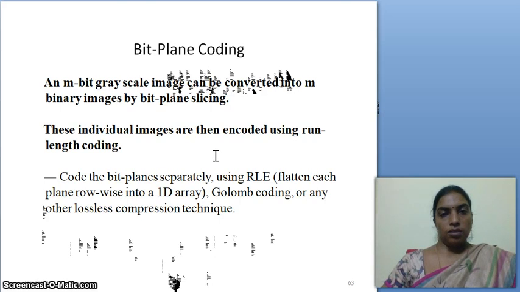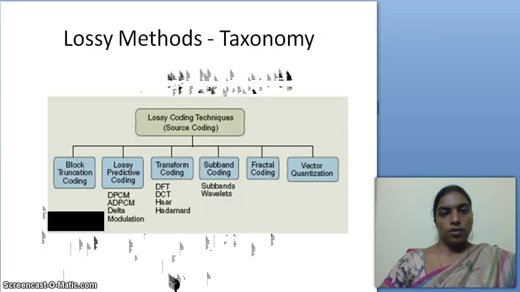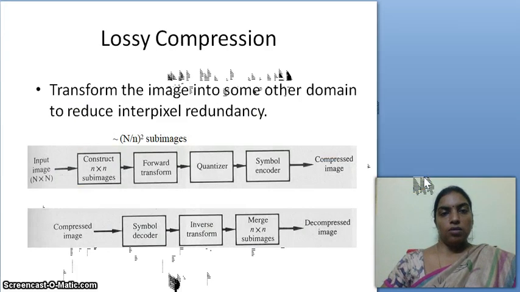The next one is lossy methods. Lossy methods means we have so many techniques: block truncation, lossy predictive, transform, subband, fractal, vector quantization. In our syllabus we have transform coding and predictive coding also. So now focus on transform coding. Here, in lossy compression, the quantizer is involved, right? So the mapper is there, the quantizer is there, then the symbol encoder is there.